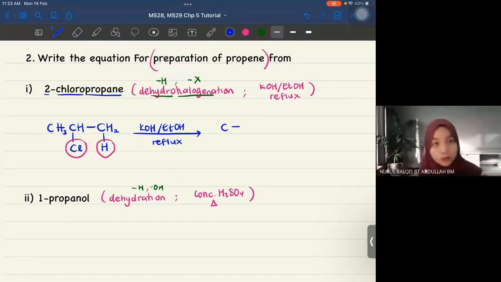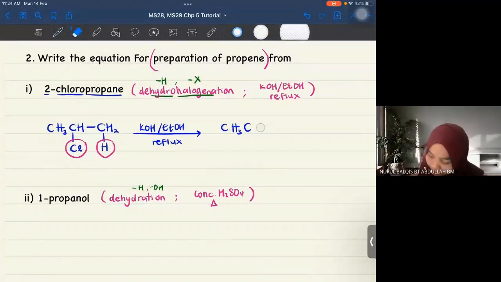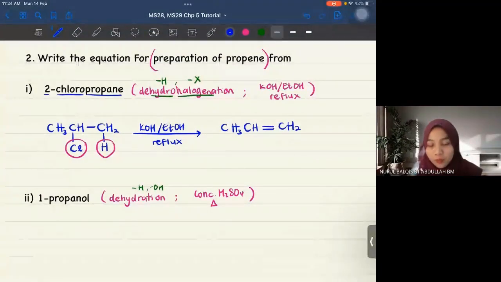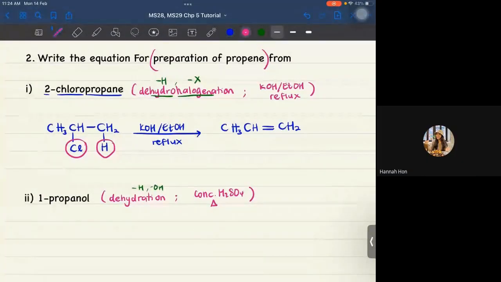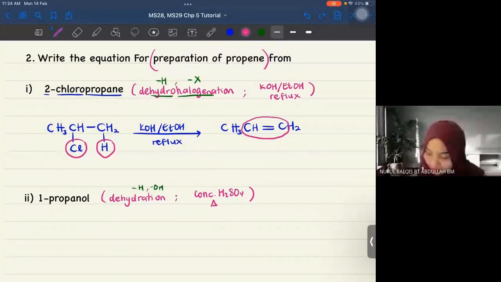Bila eliminations, you want to form from single ke multiple. Jadi kita dapat class of compound apa yang kita akan hasilkan kat sini? Class of compound apa? Propene. Propene. In between carbon number 1 and 2. Boleh tak kita gerakkan double bond kat sini untuk buat sebelah kiri pula? Boleh tak kita gerakkan? Tak boleh dah sebab dia sama saja dia punya environment. Okay, so kita aim untuk dapatkan double bond.